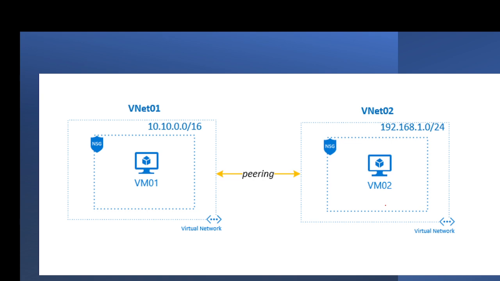Okay, the same thing, see here, 10.0.0.0/16 and 192.168.10.0/24. Okay, virtual network, and I am enabling the peering.